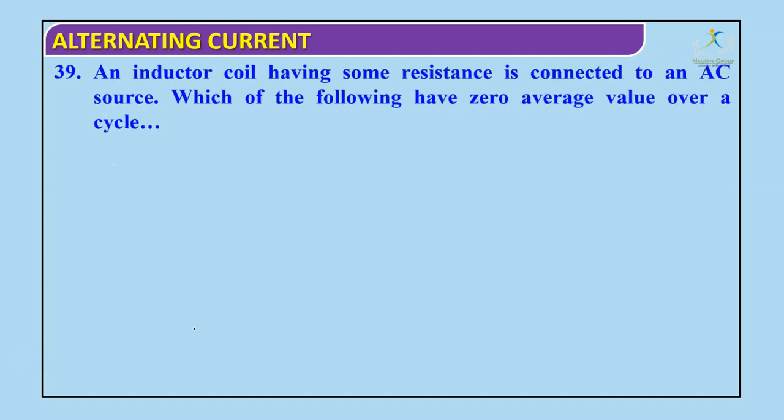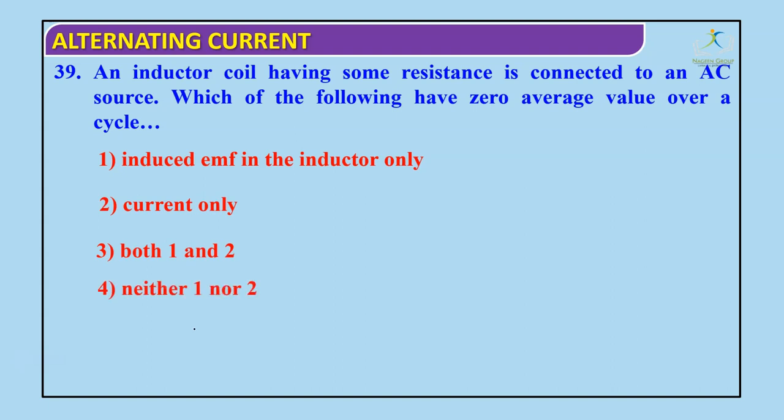Next question we have, an inductor while having some resistance is connected to an AC source. Which of the following have a zero average value over a cycle? Induced EMF in the inductor only, current only, both 1 and 2, neither 1 nor 2. The correct answer for this question is both 1 and 2.